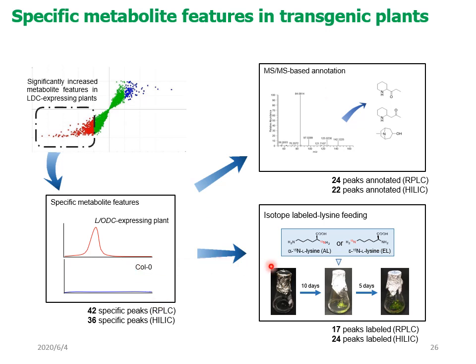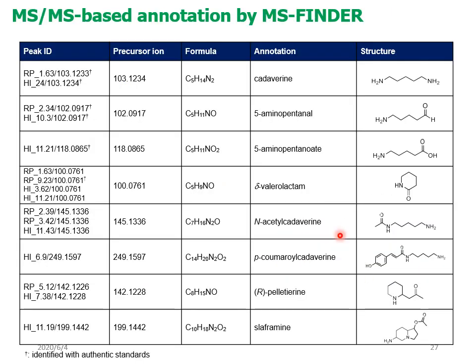And we also confirmed if indeed feeding lysine could label them. As you can see here, these are different metabolite names, IDs, their m/z value, their formula, their annotation, and their structure. As you can see, apart from cadaverine, Arabidopsis also produced 5-aminopentanol, 5-aminopentanoate, valerolactam. This molecule is a very important structure. It kind of gives the ring type structure for alkaloid biosynthesis. It's not an alkaloid, and this has never been reported in Arabidopsis. So this is a new metabolite.